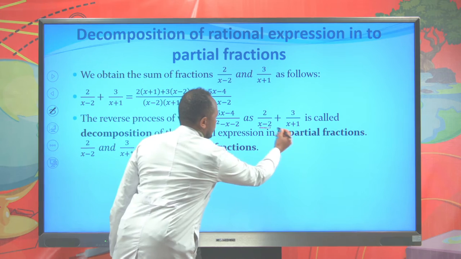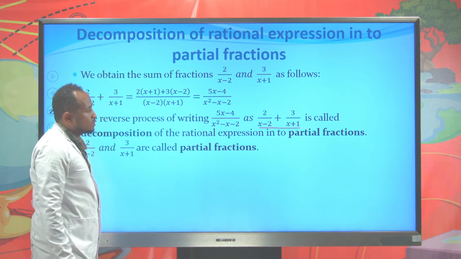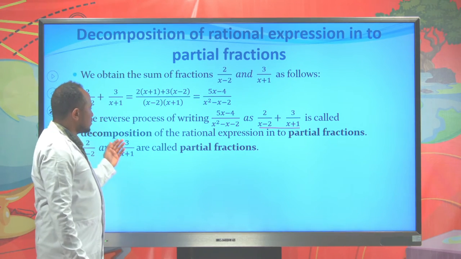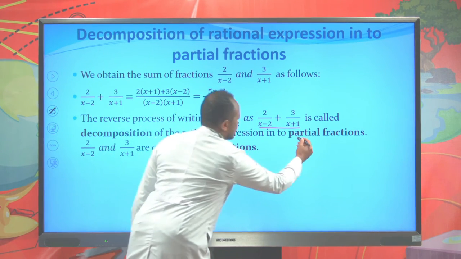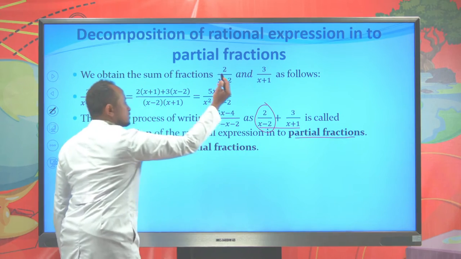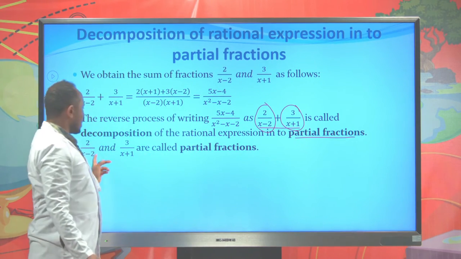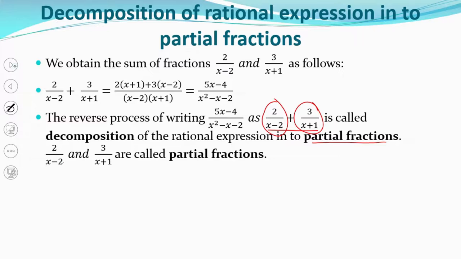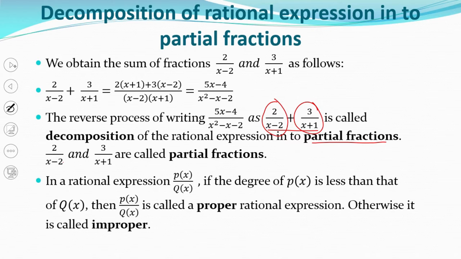The reverse process of writing 5x minus 4 over x squared minus x minus 2 as the sum of 2 over x minus 2 plus 3 over x plus 1 is called decomposition of rational expressions into partial fractions. Here, 2 over x minus 2 and 3 over x plus 1 are called partial fractions. In a rational expression p of x over q of x, if the degree of p of x is less than the degree of q of x, then p of x over q of x is called a proper rational expression. Otherwise, it is called an improper rational expression.